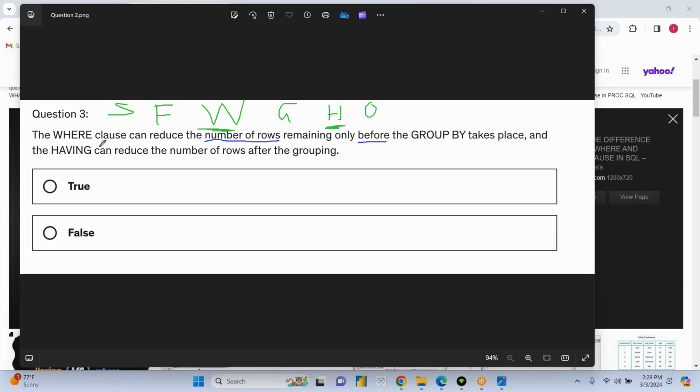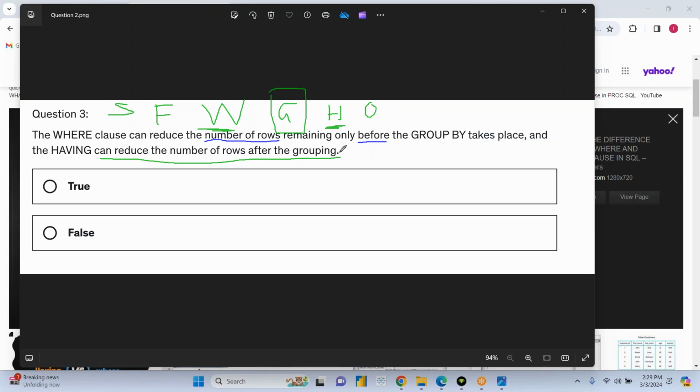So clearly you see that the where clause is applied before the group by. This is a group by. This is our point of reference. See, before the group by takes place. So the where clause processes conditions at the row level before the group by takes place. This is true. See, the entire line right here is true. And then the second part, the having clause reduces the number of rows after grouping, after grouping has been done.